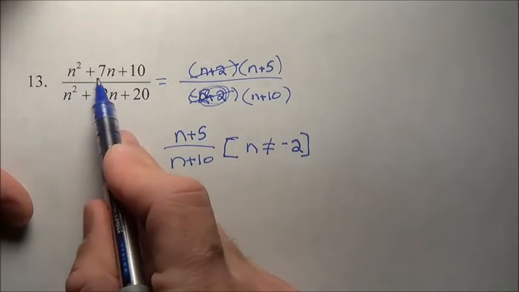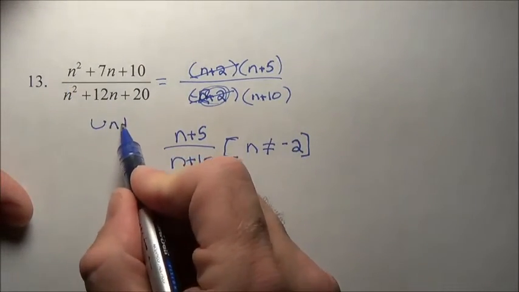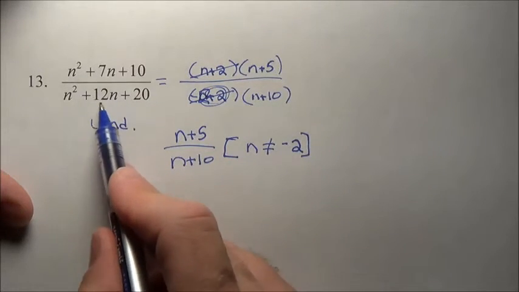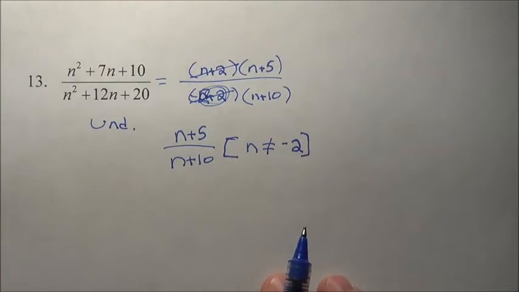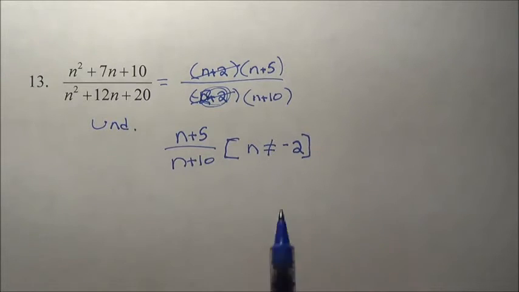Because if you plug negative 2 into this equation up here, you're going to get undefined. Because you're going to get a 0 in the bottom here if you try to plug in a negative 2. So it's important to write this restriction each time.